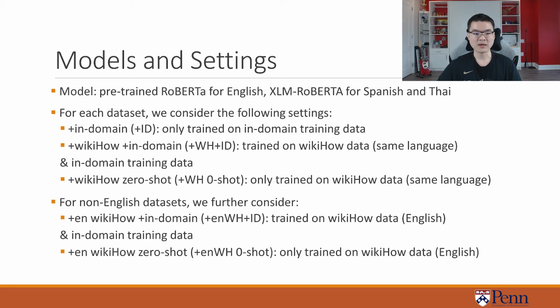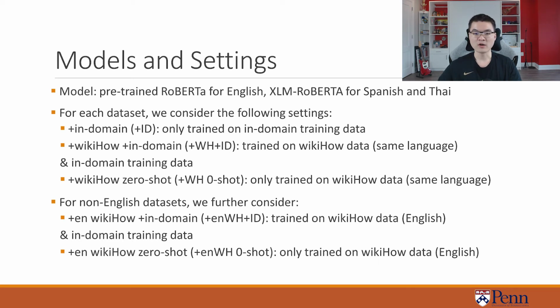Building up upon that, we can also have a setting where you have the model first trained on our WikiHow pre-training data, and then you train it on the in-domain training data. This can be thought as a 2-stage fine-tuning process. We can also do a zero-shot setting where the model is only trained on the WikiHow data and directly evaluated on the downstream dataset. If the target dataset is non-English, there are some more design decisions to make. For example, when we train the model on WikiHow data, do we train it on the WikiHow data in the same language or in English?